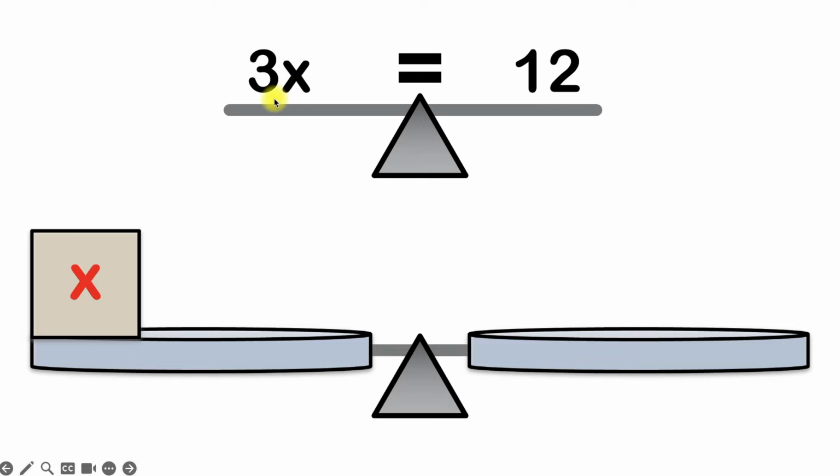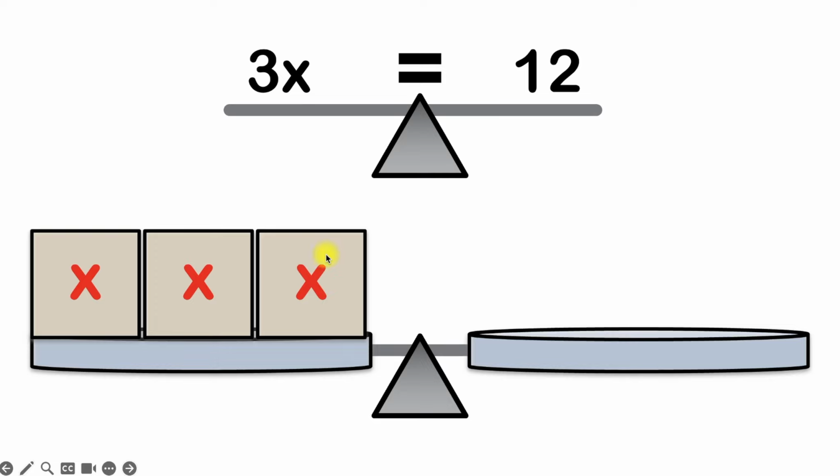But remember, it says that we have 3x. So how many x's are there? There's 3 of them, which means I'm going to have to put 3 boxes. Here's our first x, here's our second x, and here's our third x. So now we've got 3 x's on our scale, which matches the 3x on the left side of our equation.